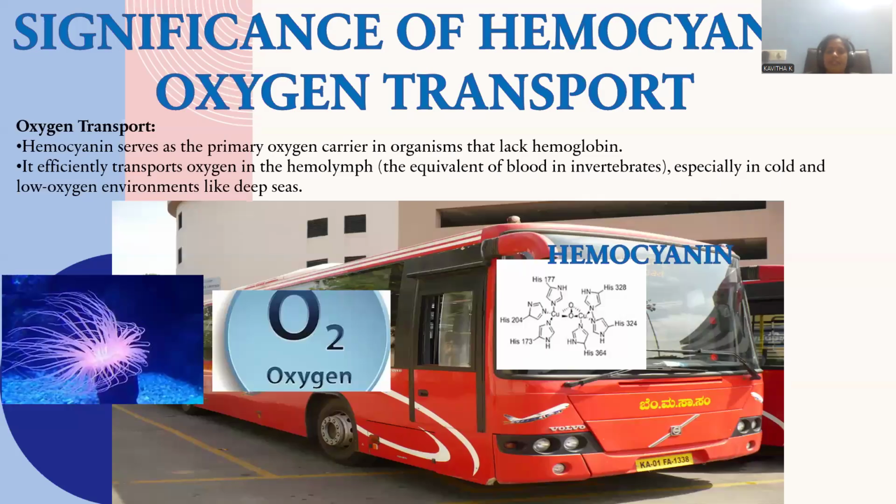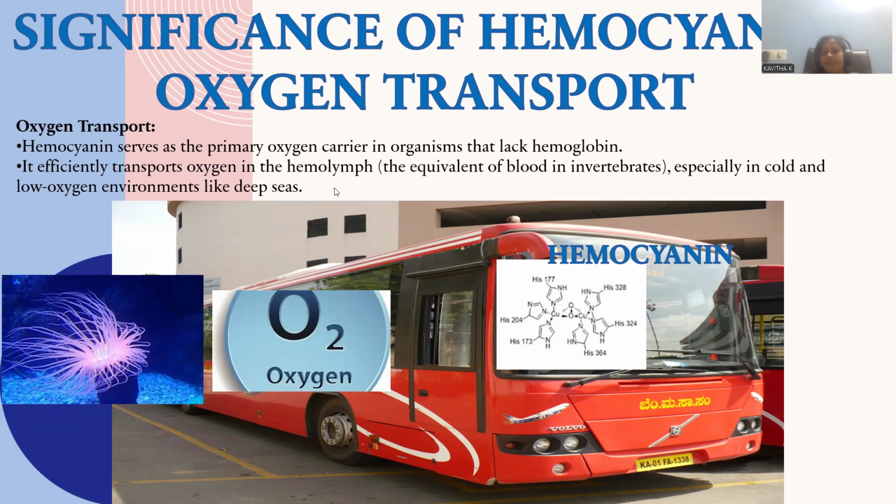Let me introduce the significance of hemocyanin. The important activity is oxygen transportation. Hemocyanin is responsible for transporting oxygen to all the organs in those invertebrate species. Oxygen transportation is accompanied by hemocyanin; it serves as the primary oxygen carrier. Wherever the species lack hemoglobin, those species are accompanied by the coloring agent called hemocyanin. There the primary oxygen transportation is by means of this hemocyanin coloring agent. It efficiently transports oxygen in hemolymph.